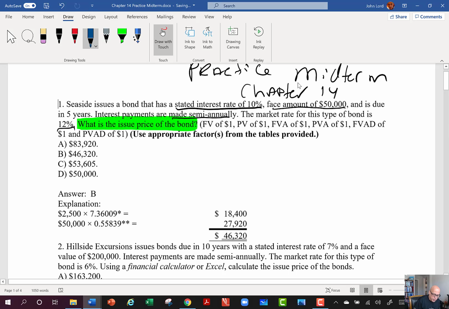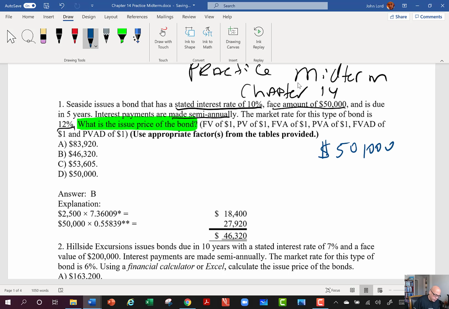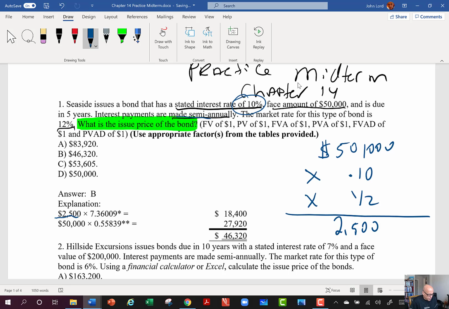So remember, as we said in the lecture, regardless of what happens with the market rate, that stated or coupon rate stays the same. So we have to pick up that 50,000. Again, the stated rate is 10%, 0.10, but since it's a semi-annual bond, we have to multiply that by 1/2. And the result there is a $2,500 interest payment that will be made every 6 months.